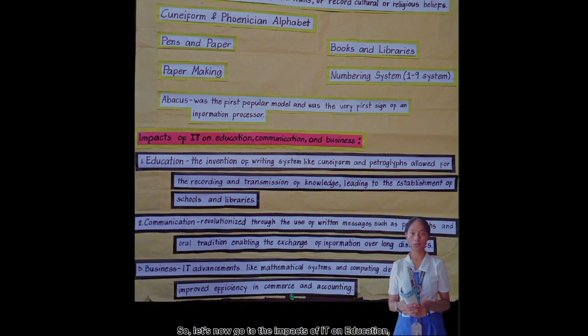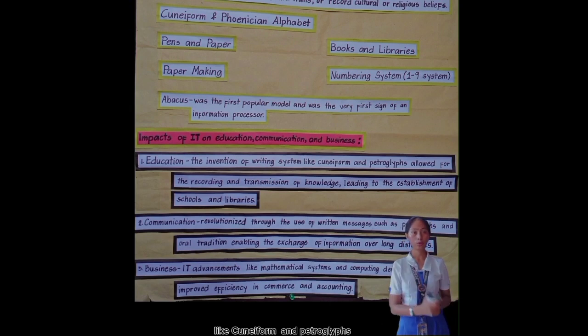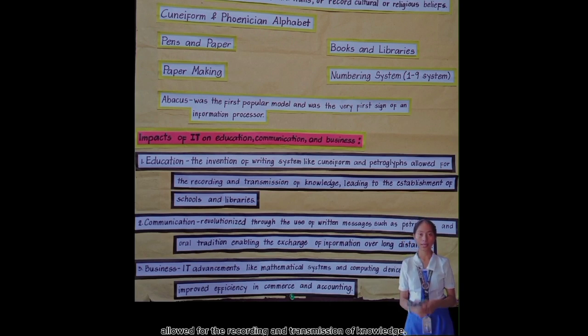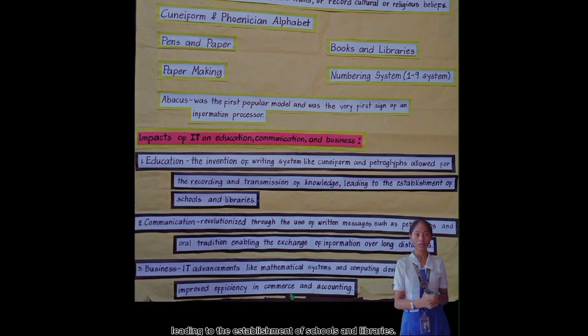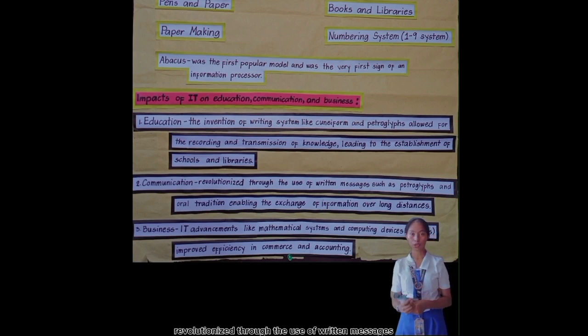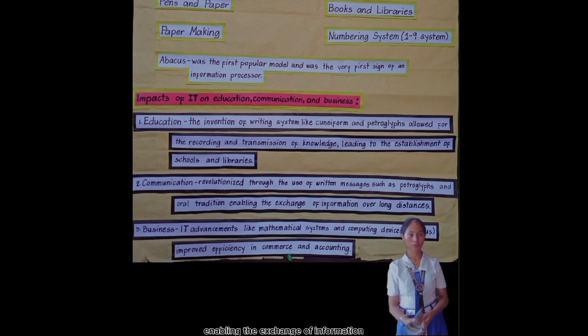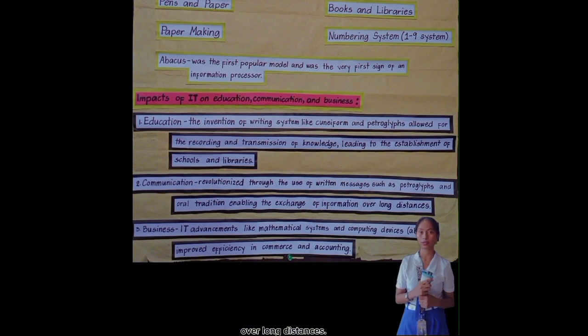So let's now go to the impacts of IT on education, communication, and business. In the sector of education, the invention of writing systems like cuneiform and petroglyphs allowed for the recording and transmission of knowledge, leading to the establishment of schools and libraries. In the sector of communication, it was revolutionized through the use of written messages such as the petroglyphs and oral tradition, enabling the exchange of information over long distances.